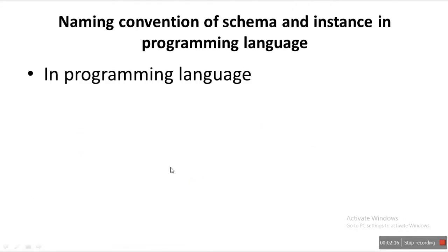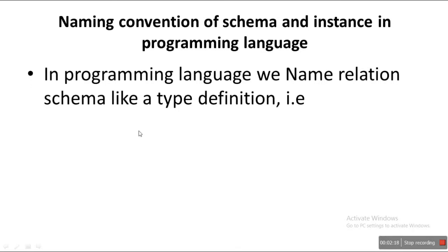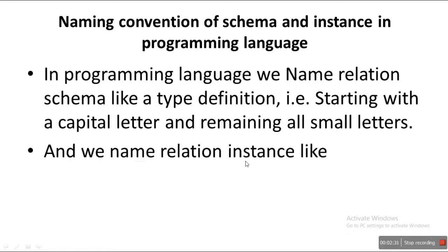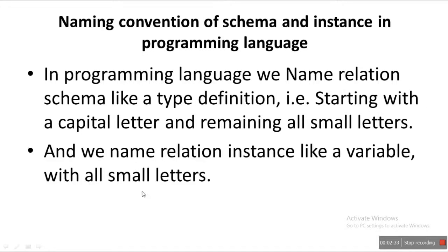Now what is the naming convention? How do we write it in programming language? In programming language, we name a relation schema like a type definition, as we have seen before. That is, it starts with a capital letter and all the remaining letters are small letters. Whereas we name the relation instance like a variable, that is, all with small letters. Just a point for you: whenever I say relation instance, I will just call it relation. Don't get confused.